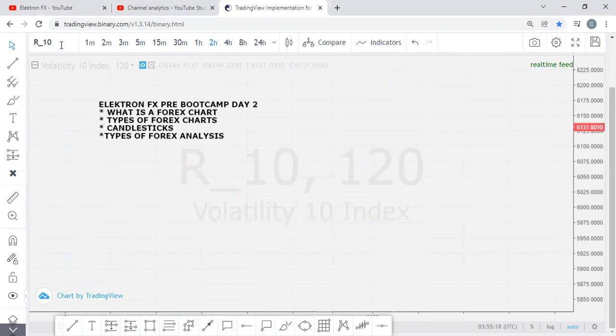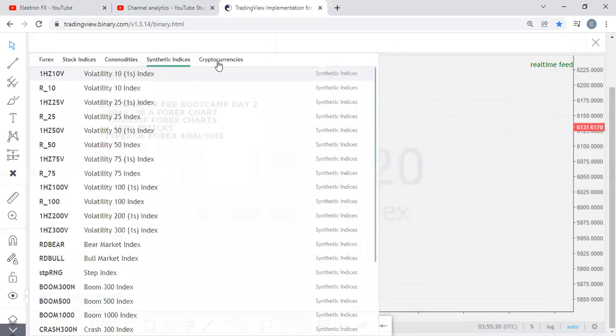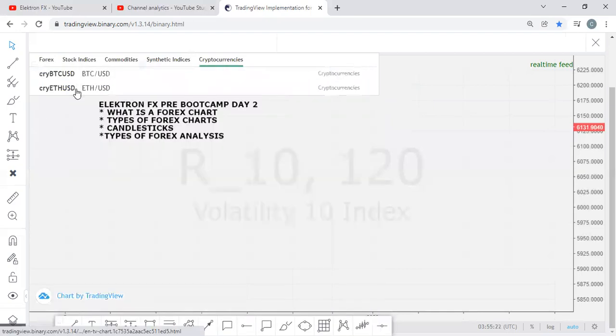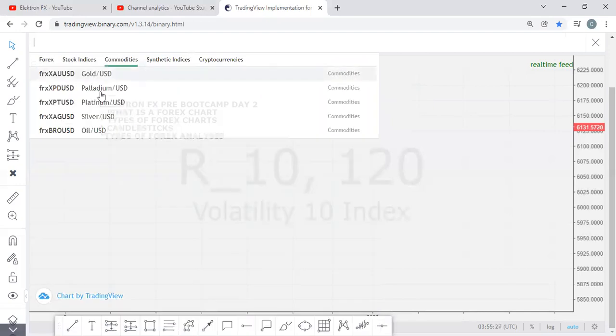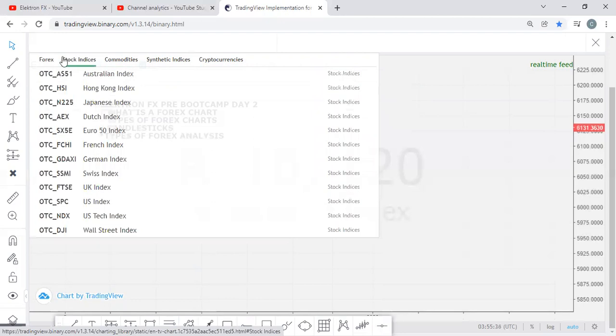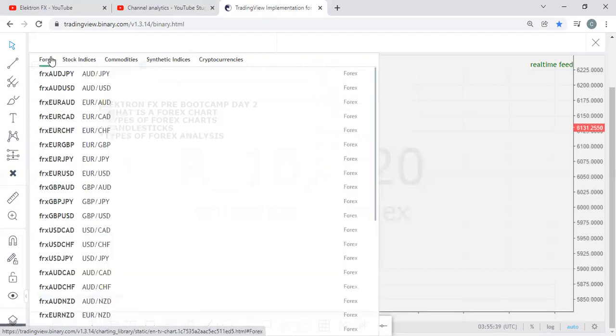That is where you see synthetic indices, right? So this is where most of you can see cryptocurrency, like I mentioned last time. You see synthetic, you see commodities, you see gold, palladium, silver, oil, and all of them. You see stock indices, and then you will see Forex, currency pairs, and all of that. That's what you can find here on TradingView. You see all these things as they play out.